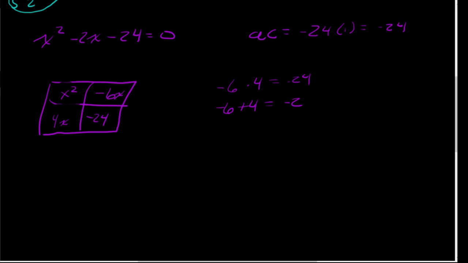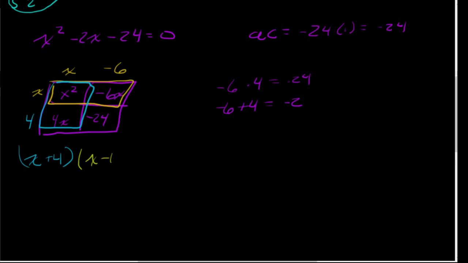So now we factor out what we can. The largest thing I can pull out from this row is an x. Leaves me with an x here, and leaves me with a negative 6 here. Now, looking at the column, I pulled out an x at the bottom there and left with a 4. So my two factors are x plus 4 and x minus 6.